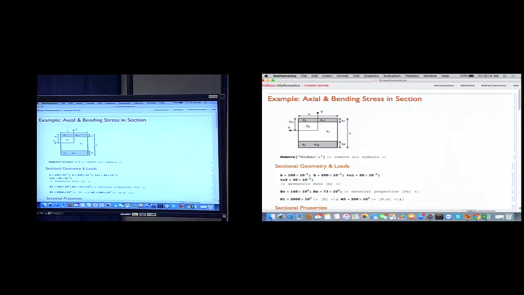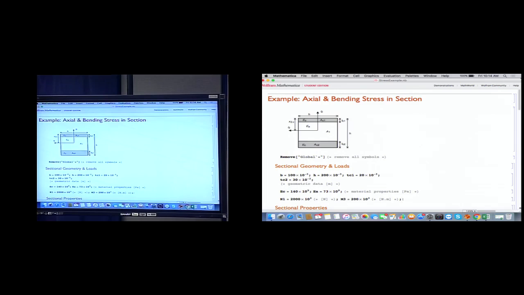So in this problem we have some dimensions. B is 100 into 10 raised to the power minus 3 meters. H is 200 into 10 raised to the power minus 3 meters. Similarly, we have TC1, TC2 values given here. Then we have Young's modulus in pascals for both the materials, EC and EA. We have the sectional force resultants and moment resultants given to solve the problem.